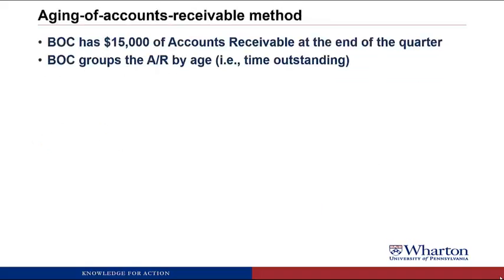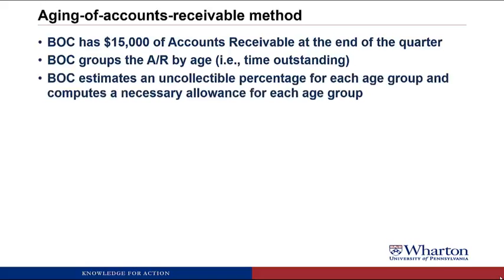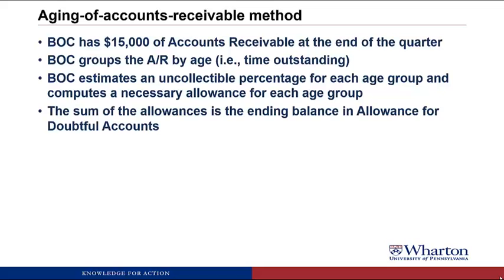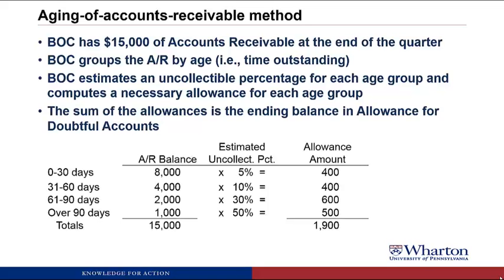BOC groups the accounts receivable by age, how long it's been since the sale was made. They estimate an uncollectible percentage for each age group and compute a necessary allowance for each age group. And then they add all that up to get the ending balance in allowance for doubtful accounts. So it looked something like this.